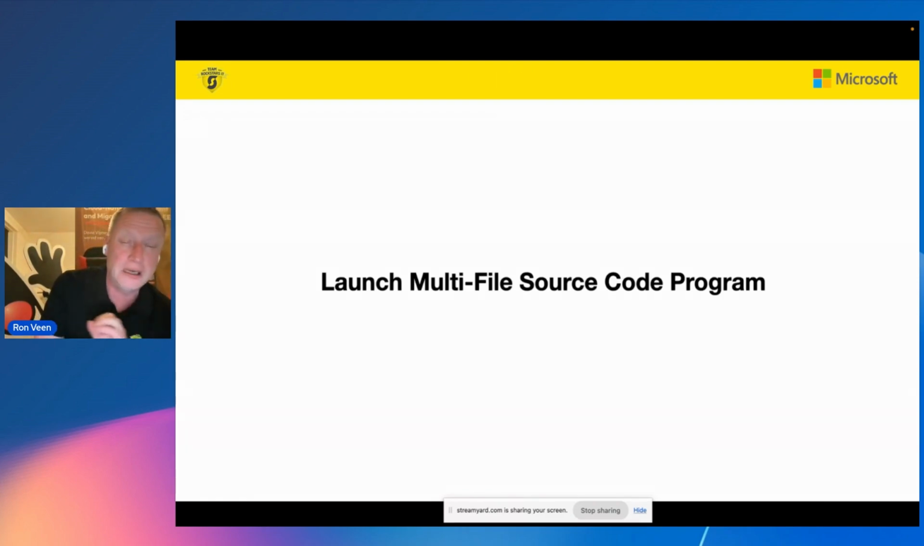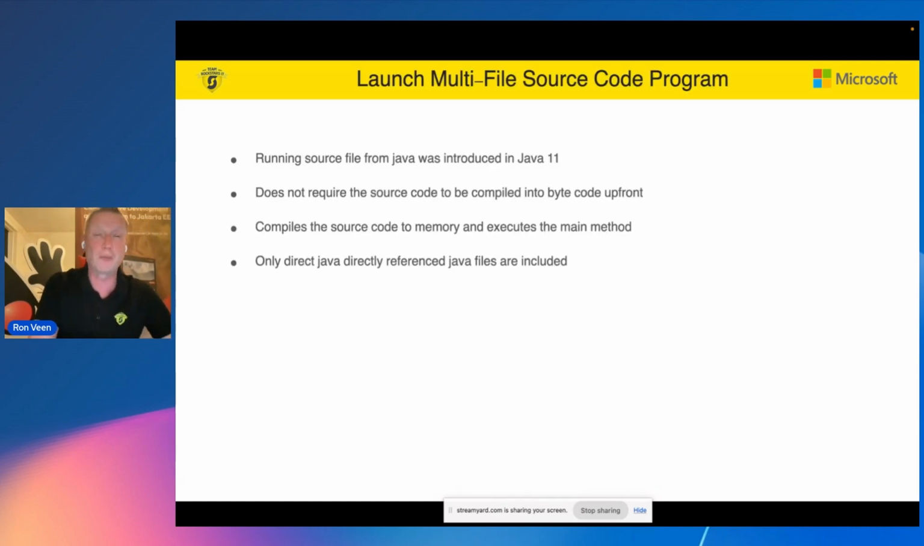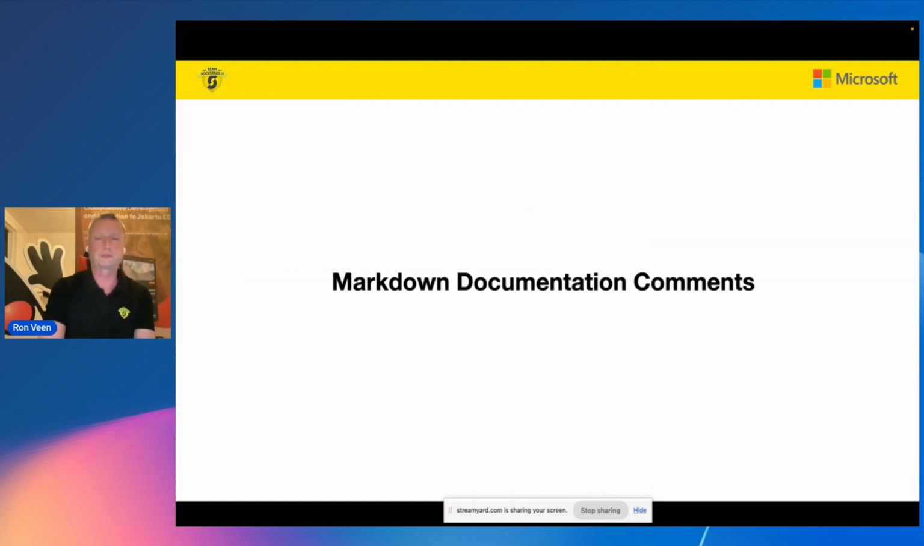Another thing for newcomers to the language is launching multi-file source code programs. Since Java 11, you could actually have code and you don't need to compile it first, then pass it to the JVM. You can actually pass it to the Java command right away, and the Java command will compile it in memory and execute it. So that was really handy. And now we have the option that if you have a Java class, class A, and it references class B, then it will compile both. So you now can have multi-file source programs.